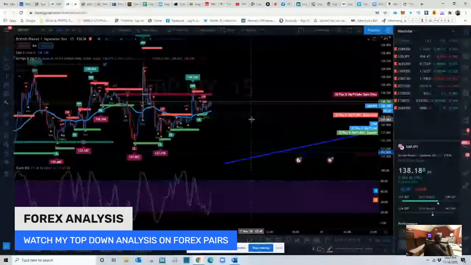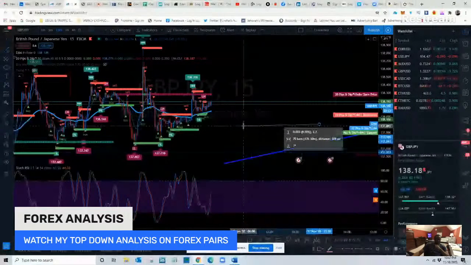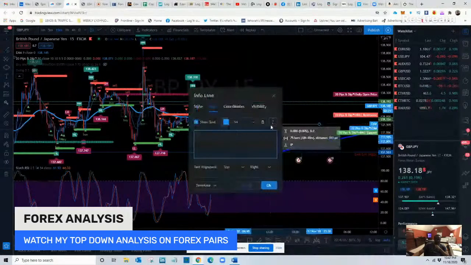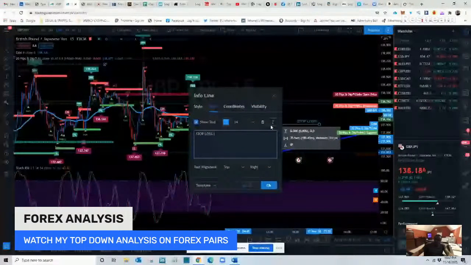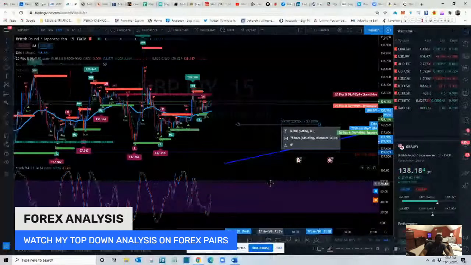I'm probably going to put the stop loss right here. I'm going to stretch this out, and it's called an info line. So this is matching up with price 137.911. Then I'm going to put stop loss 137.908. Now we're going to focus on getting 20 pips.